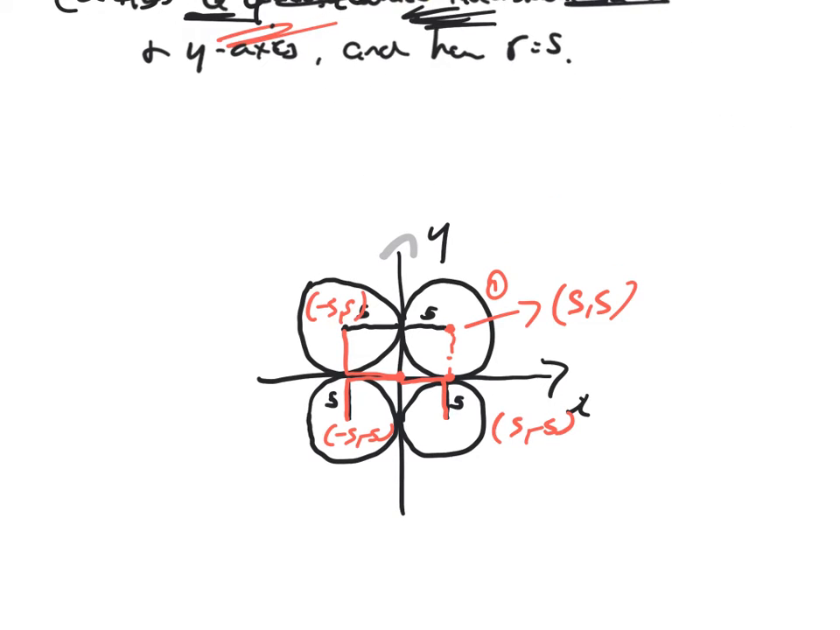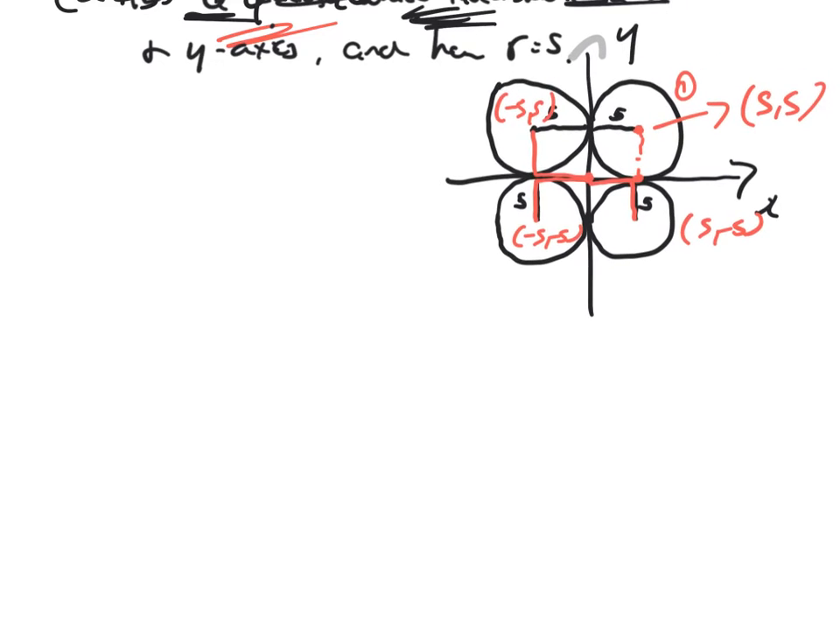Okay, so let's write out the equations. So what do I need? Circle centre and radius. So the first one is going to be (x minus 5) all squared plus (y minus 5) all squared is equal to the radius squared, which is 25.